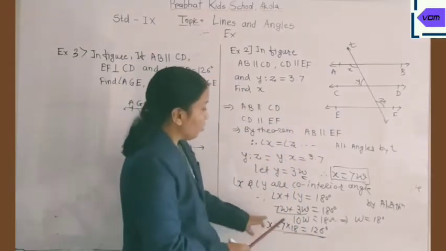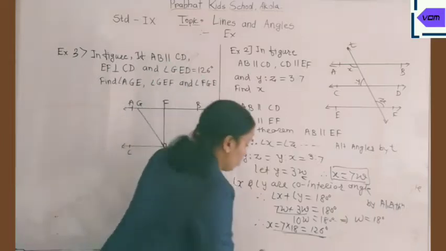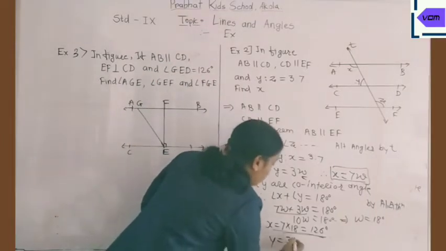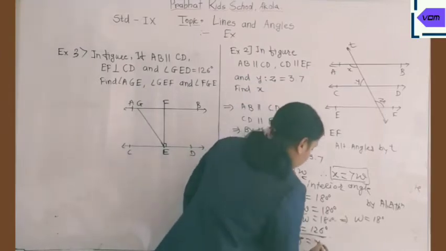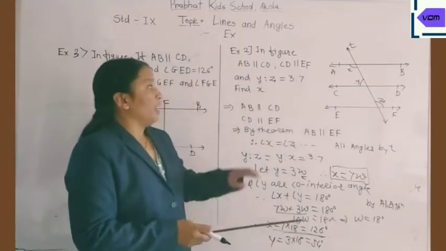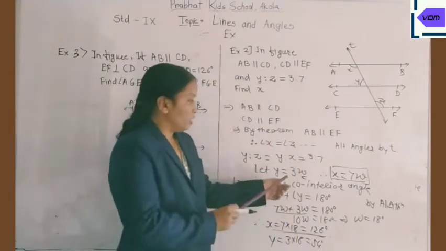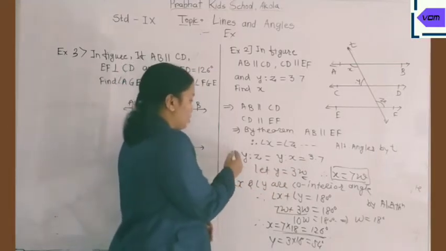If they ask you to find the Y, then what are you going to do? Y is equal to 3 into 18, that is 54 degrees. Like that you have to solve the examination. This is one of the most important steps.